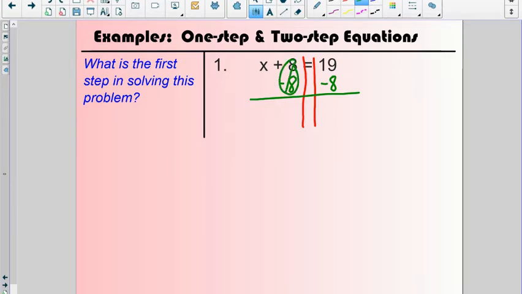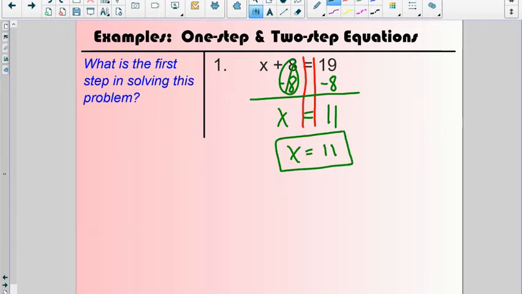So I subtract 8 on each side, and if I take the positive 8 and subtract 8, it gives me 0. x plus 8 minus 8 is just x. On the other side, 19 subtract 8 is 11. So x equals 11 is my solution.